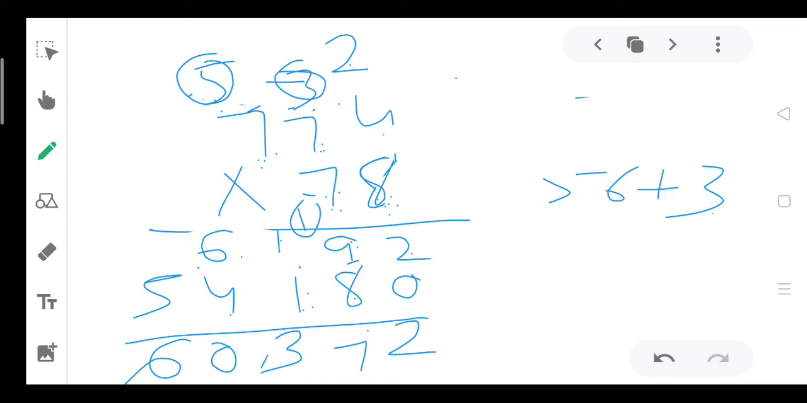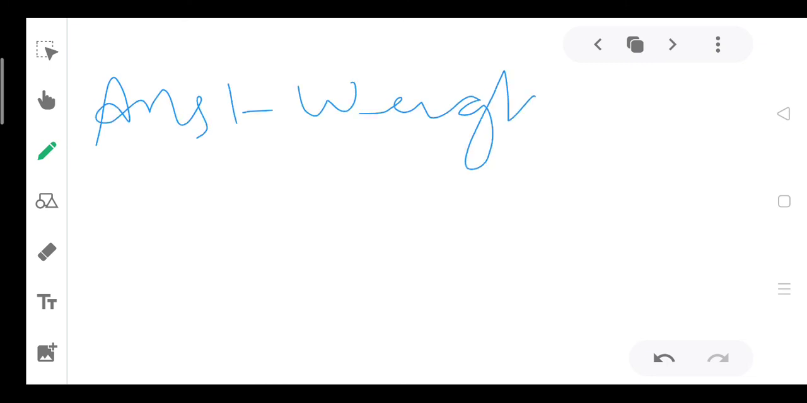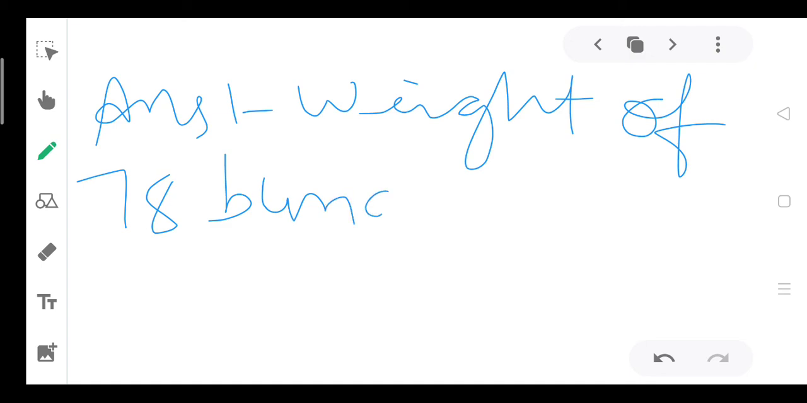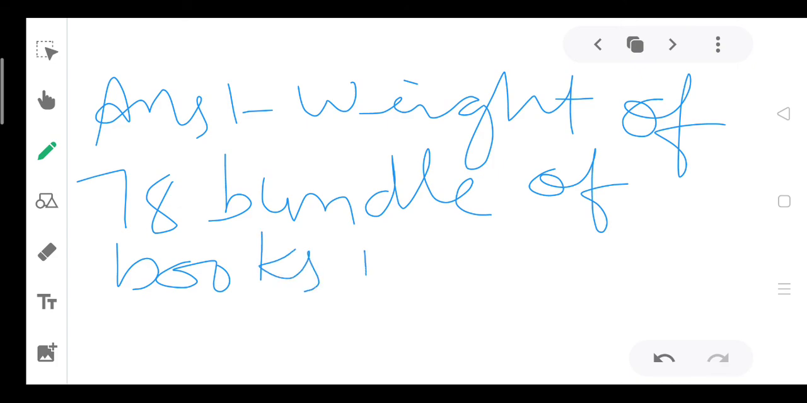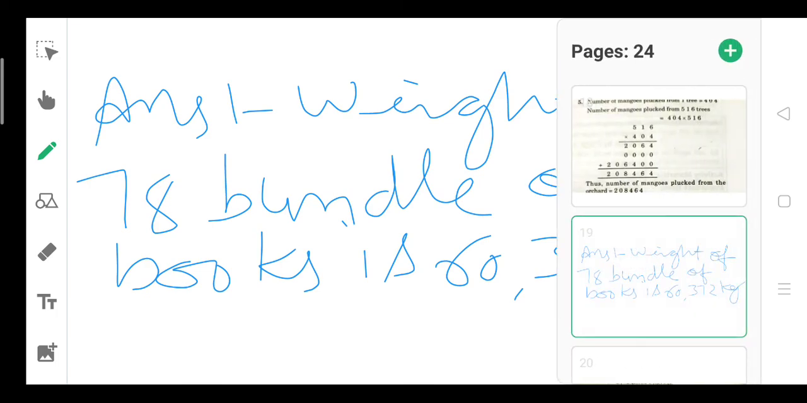Weight of 78 bundles, it is 60,372, and in the next line you can write your complete answer statement also, that weight of 78 bundles of books is 60,372 kilograms. Clear? The same way you can do your last question, and that is question number 7.